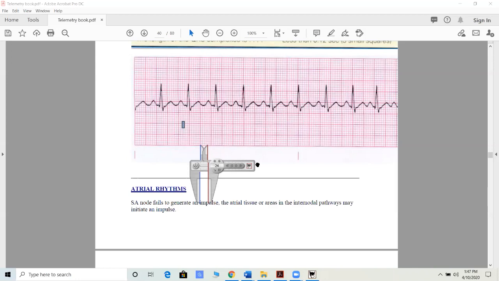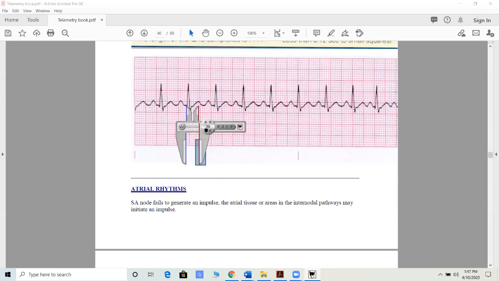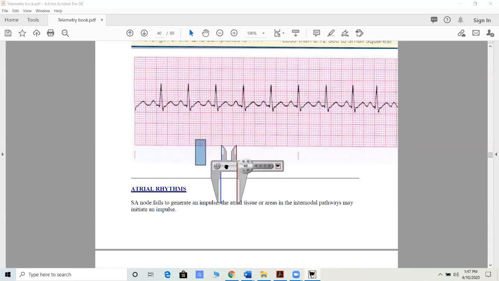The PR, the QRS. Let's take a look at the QT, which we said could be between, sorry, I need to move my calipers. QT, Q, T. All right, here's our QT. Is that right? Let me just double check on this again, guys, QT. All right, yep, that's right. Okay, what's the QT interval? What's our QT interval?